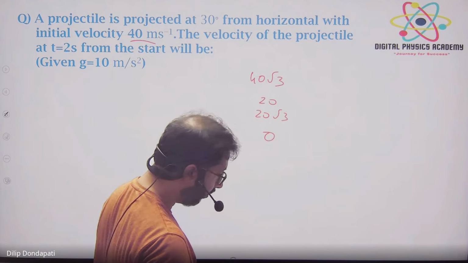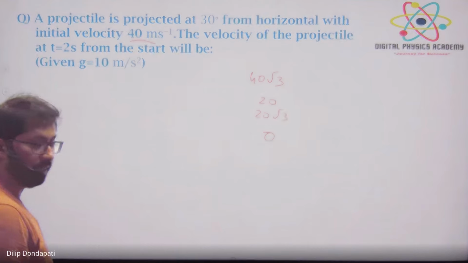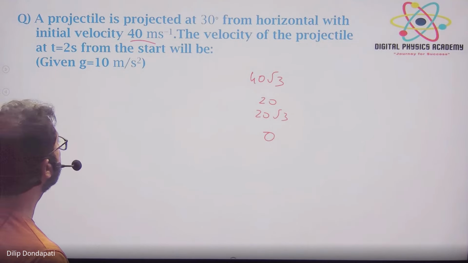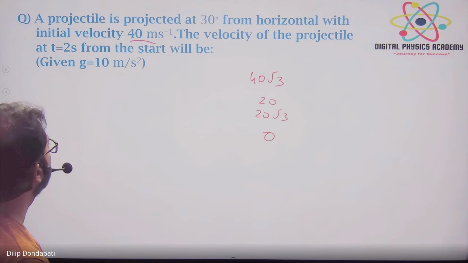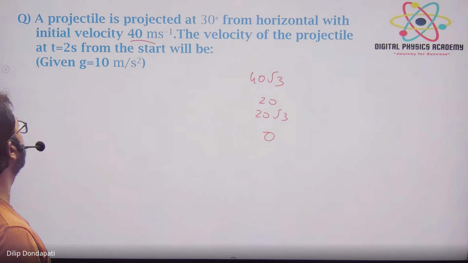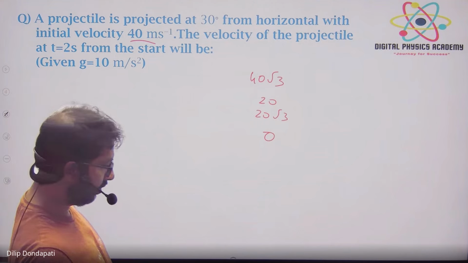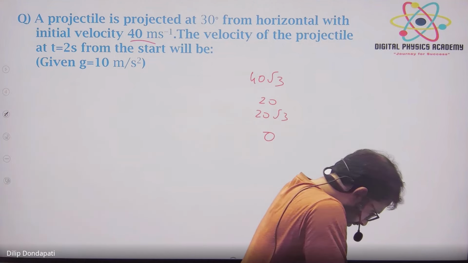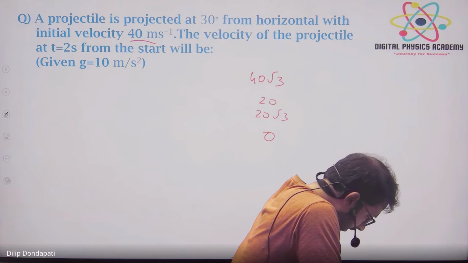I got 20√3. Sir, I got 20. We'll see. Sir, where will you use time and gravity? Shouldn't it be along the y-axis?